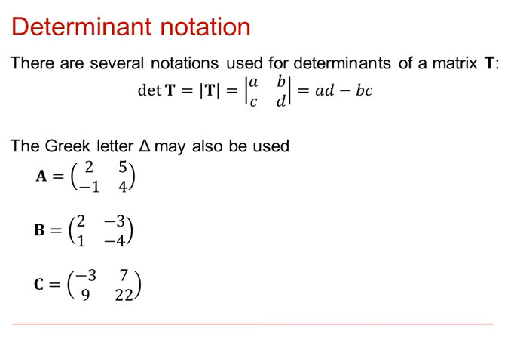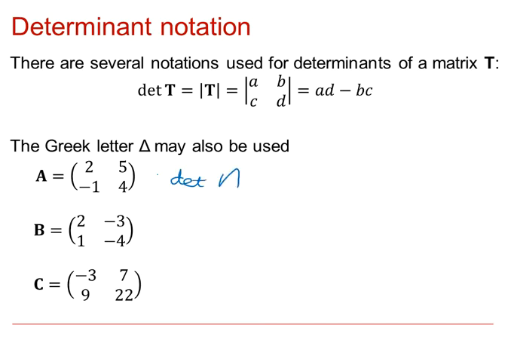There are several notations used for determinants of a matrix T in various textbooks. For example, det T equals, in effect, the modulus of T, equals the modulus of (A B; C D), which obviously equals AD minus BC. And the Greek letter delta may also be used. Let's look at these examples.